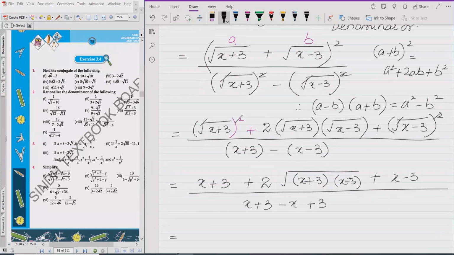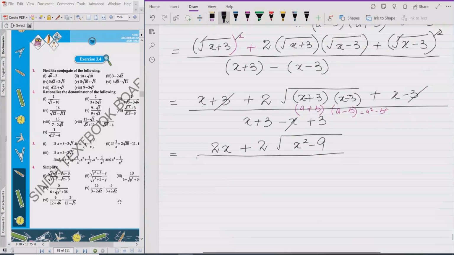Now x plus x gives 2x here. Plus 3 and minus 3 cancel each other, and we get 2√(x² − 9), right? Because here we have a plus b and a minus b, so we get a squared minus b squared, and we can give the reference here. Now minus x cancels with the plus x. Now 3 plus 3 is 6. And (x − 3)(x + 3) is equal to x² − 9, right?